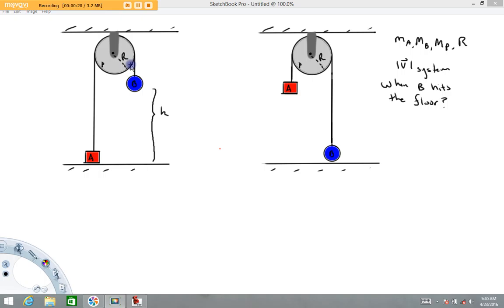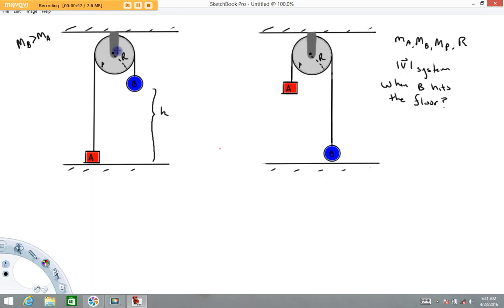In this example, we're going to imagine that mass B is bigger than mass A, which means that if released from rest, and barring any serious frictional forces, maybe where this pulley is suspended, mass B is going to start accelerating down, mass A is going to start accelerating up, and the pulley is going to have an angular acceleration clockwise.